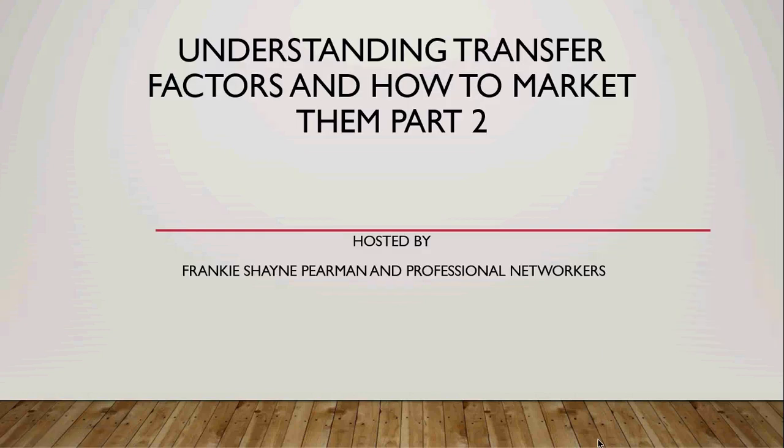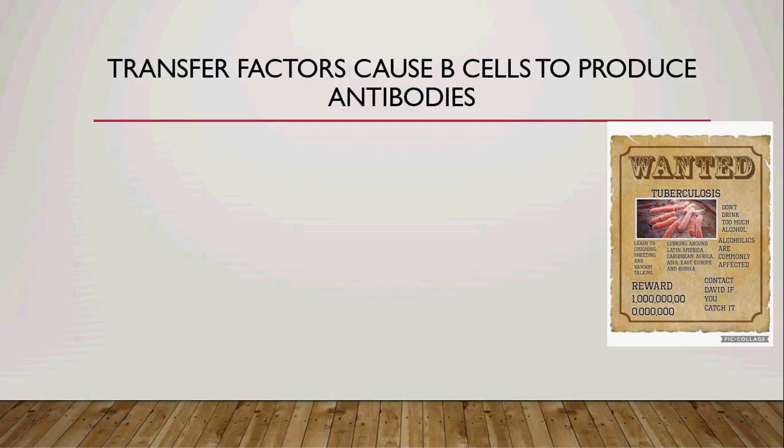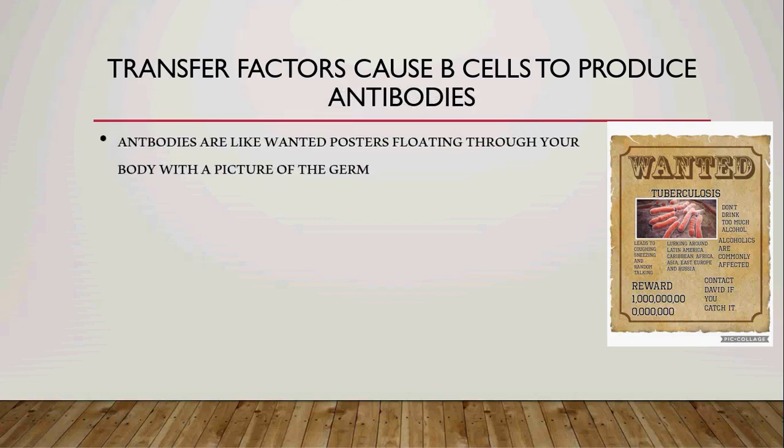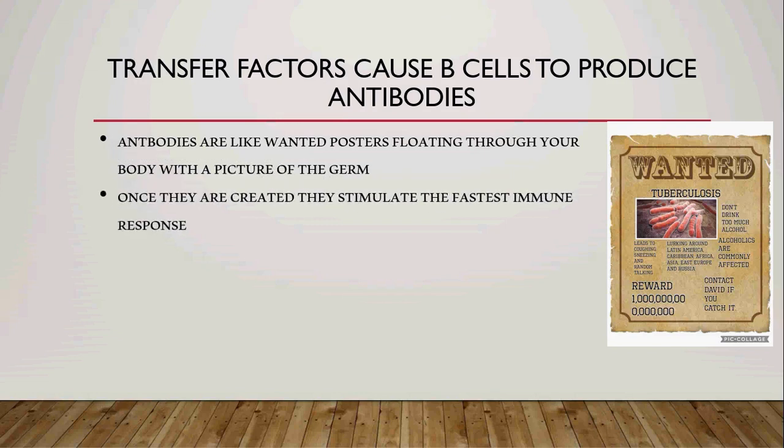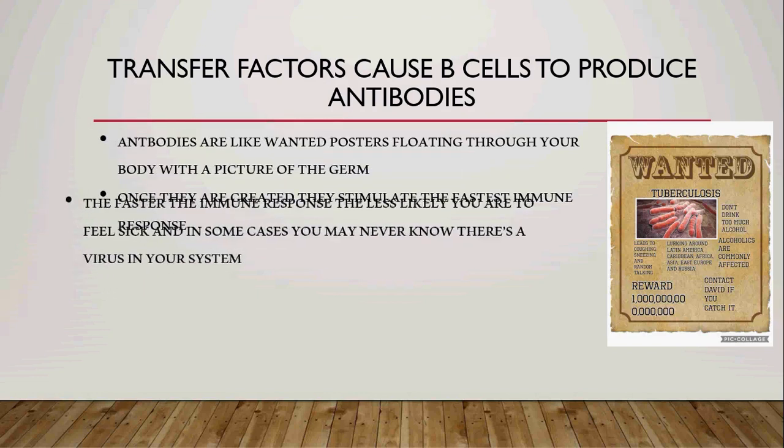Understanding transfer factors and how to market them. Okay, transfer factors cause B cells to produce antibodies. All right. Now, antibodies are like wanted posters floating around through your body with a picture of the germ. Okay. Once they're created, they stimulate the fastest immune response. So your body creates these antibodies, and once those antibodies are created, they help to stimulate the fastest immune response. They help your immune system to work more quickly at identifying and eradicating these germs.